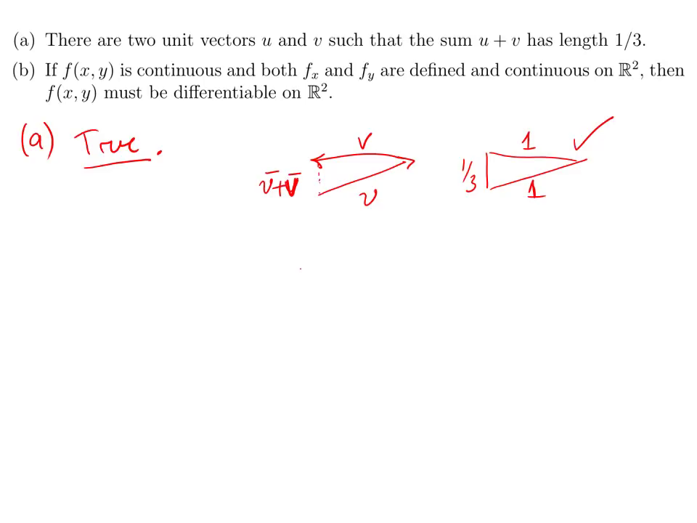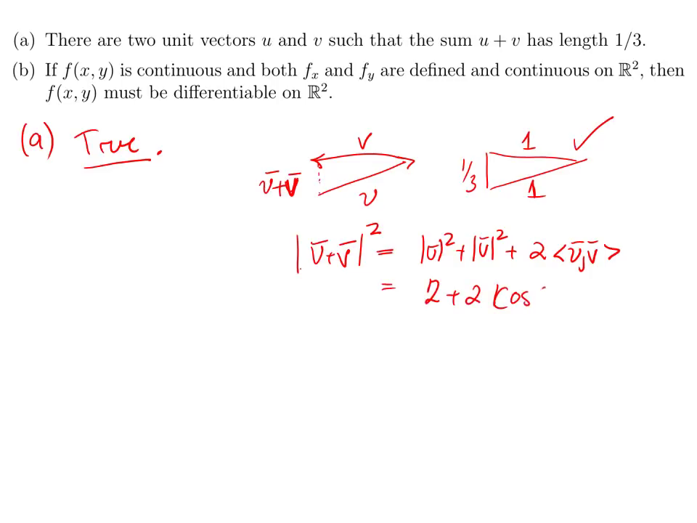In general, if you ask what lengths you can achieve when you add two unit vectors, it can really be anything between 0 and 2. You can also see that from the formula for the length squared of the sum of unit vectors. Both norms are 1, so it's just 2 plus 2 times cosine theta, where theta is the angle between the vectors. Since cosine theta can be anything between minus 1 and 1, this can be between 0 and 4, and so the square root will be between 0 and 2.